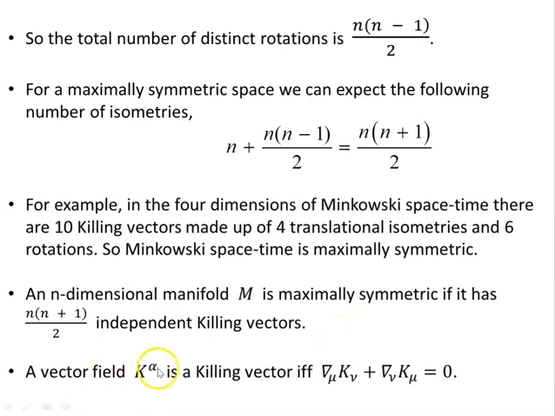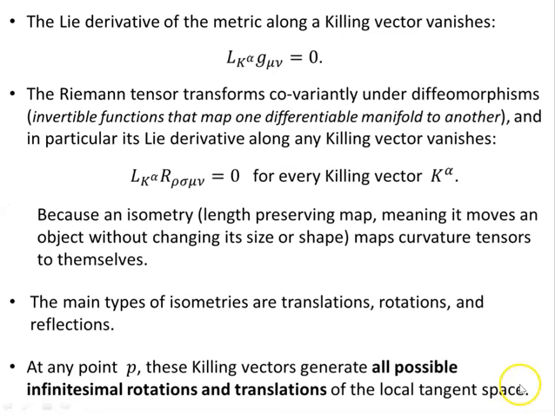Now remember, a Killing vector field, and I'm expressing here the coordinate component k alpha, representing our vector, is a Killing vector if and only if it satisfies the Killing equation here. There are videos on this, so I'm just reminding everyone. Another thing is that the Lie derivative of the metric along a Killing vector vanishes. The metric doesn't change moving in the direction of the Killing vector.